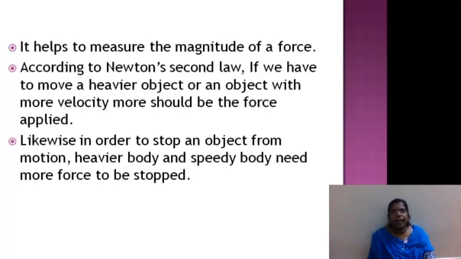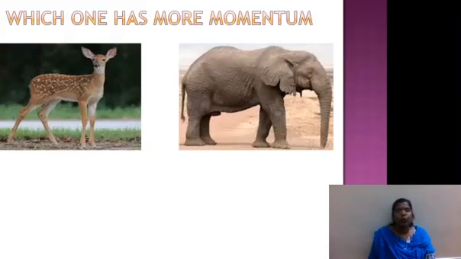This momentum helps to measure the magnitude of a force, as I told already. According to Newton's second law, if we have to move a heavier object or an object with more velocity, more should be the force applied. Likewise, in order to stop an object from motion, heavier body and speedy body need more force to be stopped. Now tell me, which one has more momentum and more force is to be applied on it to stop?